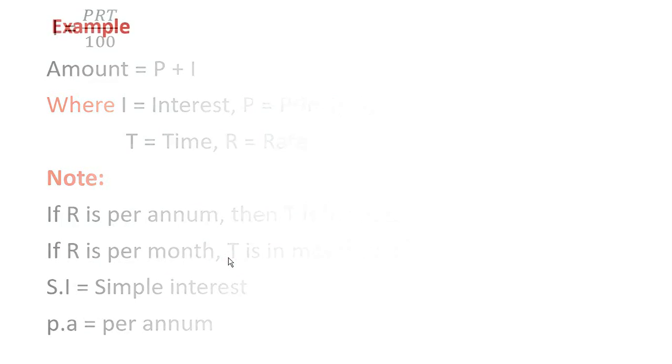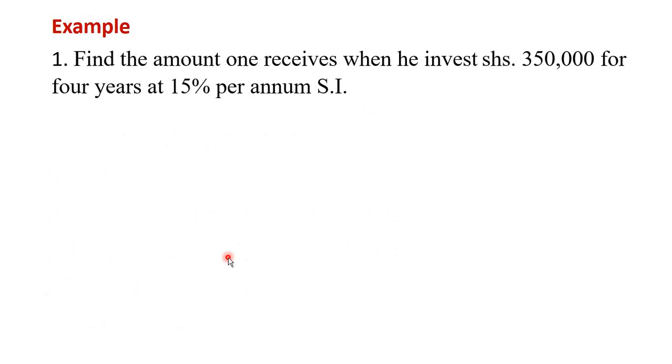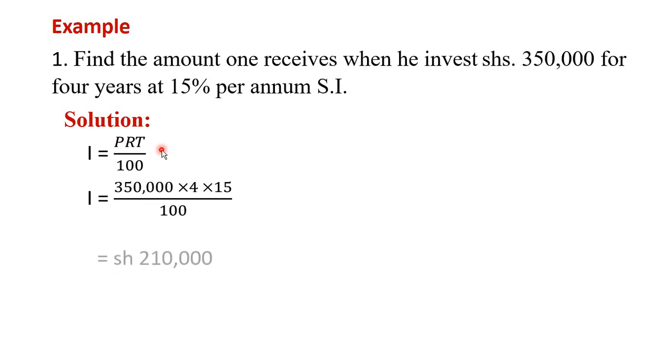Let's look at some examples. Example 1: find the amount one receives when he invests 350,000 shillings for 4 years at 15% per annum, simple interest. Now here we have the principal, which is 350,000 shillings. The time is 4 years, the rate is 15% per annum. So we can use the formula, I is equal to P times R times T divided by 100. And then we substitute P is 350,000 shillings, R is 15, and T is 4. Divided by 100 will give you 210,000 shillings.